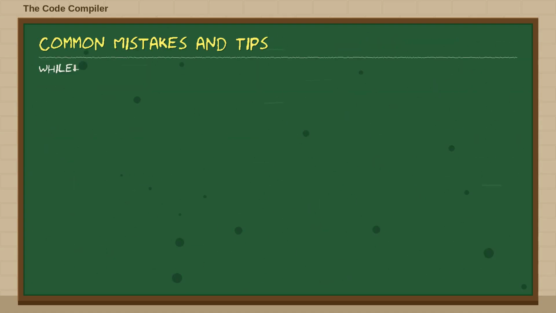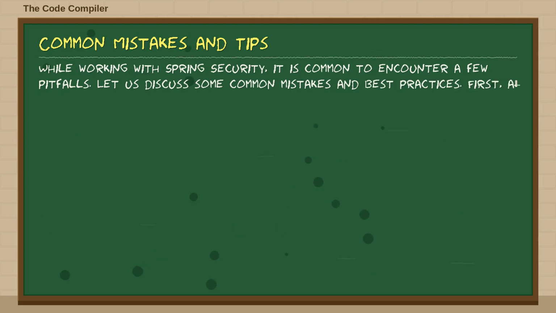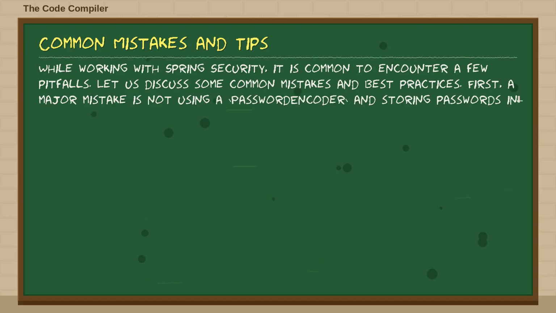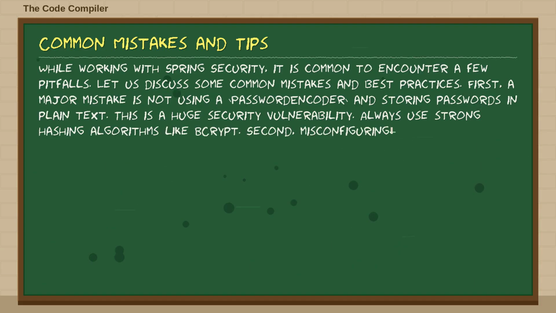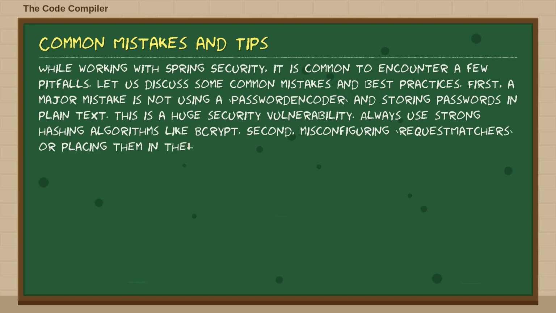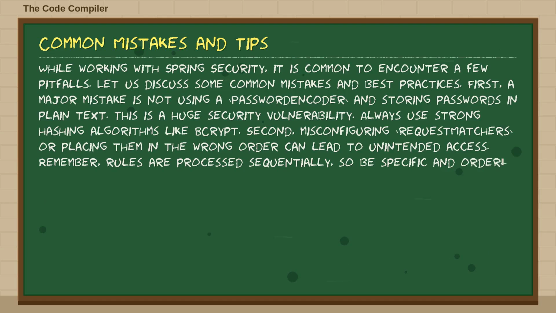While working with Spring Security, it is common to encounter a few pitfalls. Let us discuss some common mistakes and best practices. First, a major mistake is not using a password encoder and storing passwords in plain text. This is a huge security vulnerability. Always use strong hashing algorithms like bcrypt. Second, misconfiguring request matchers or placing them in the wrong order can lead to unintended access. Remember, rules are processed sequentially, so be specific and order them from most specific to most general.